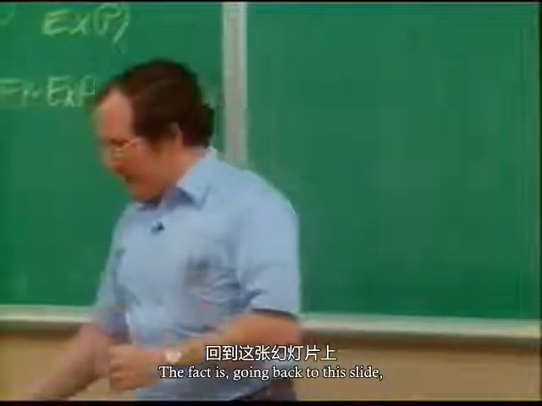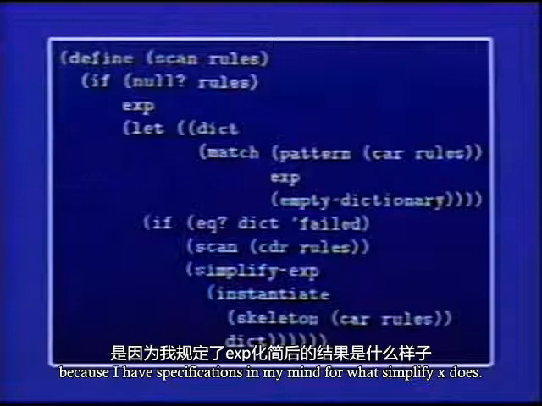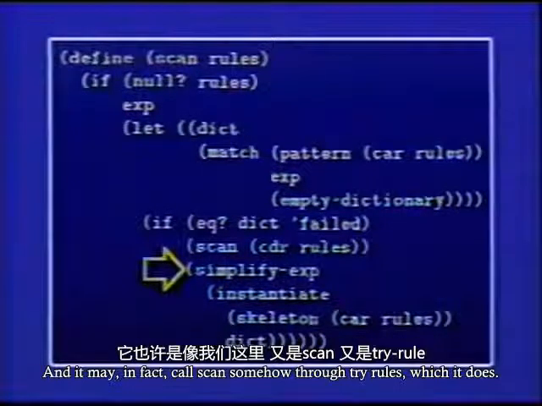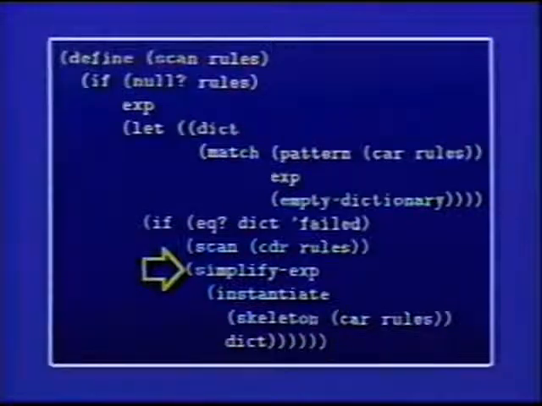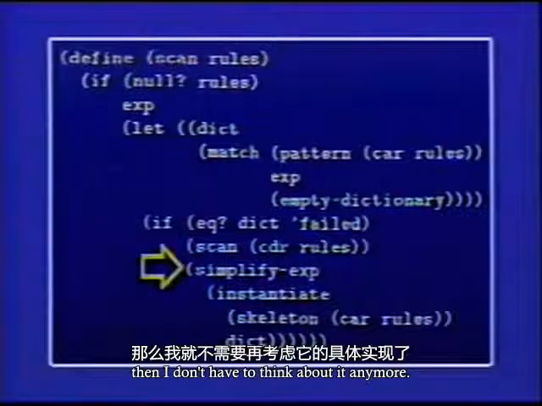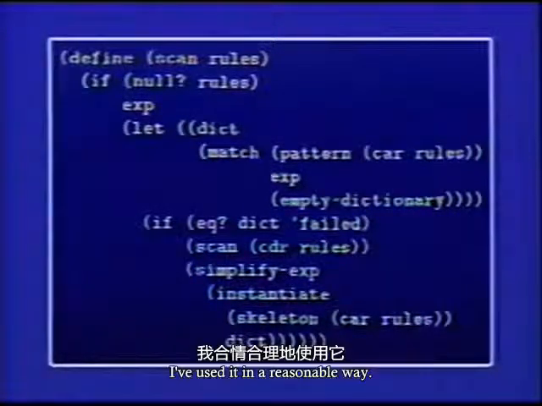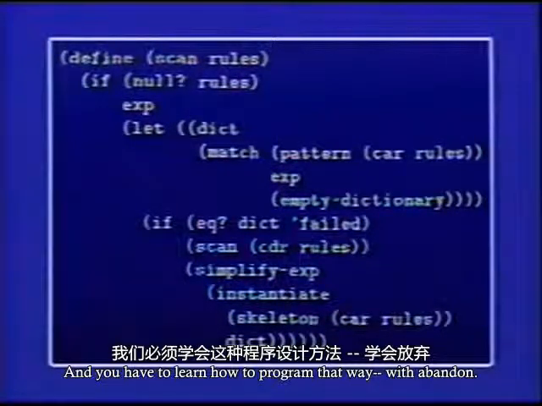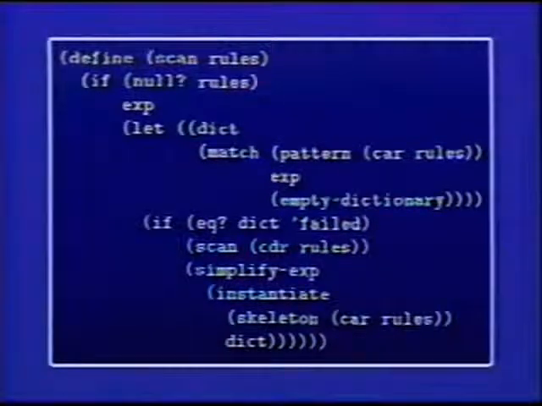The fact is, going back to this slide, I don't have to think about it, because I have specifications in my mind for what simplify exp does. I don't have to know how it does it. And it may in fact call scan somehow through try rules, which it does. And somehow I've got another recursion going on here. But since I know that simplify exp is assumed by wishful thinking to produce the simplified result, then I don't have to think about it anymore. I've used it in a reasonable way. I will get a reasonable answer. And you have to learn how to program that way, with abandon. Okay?